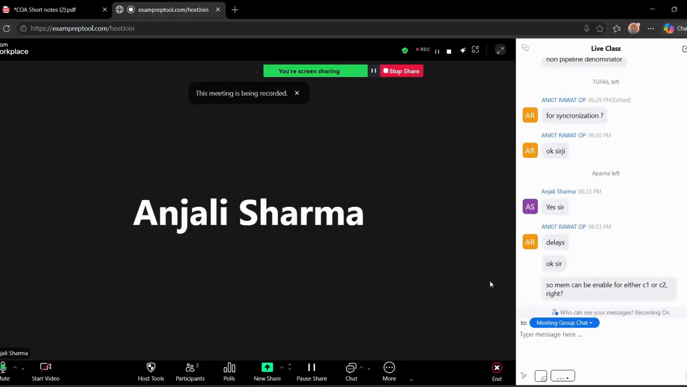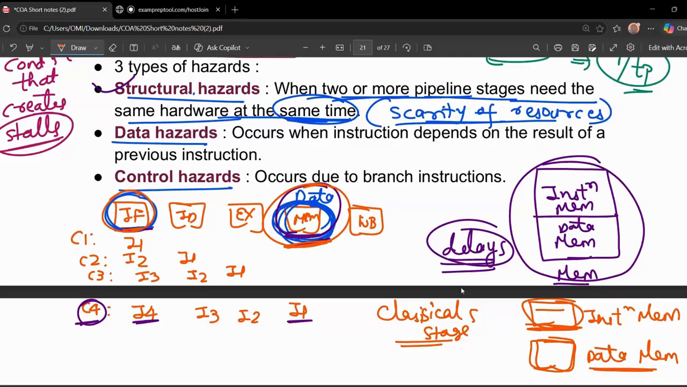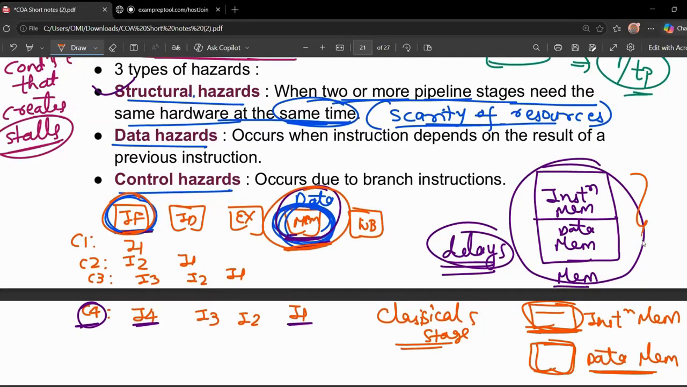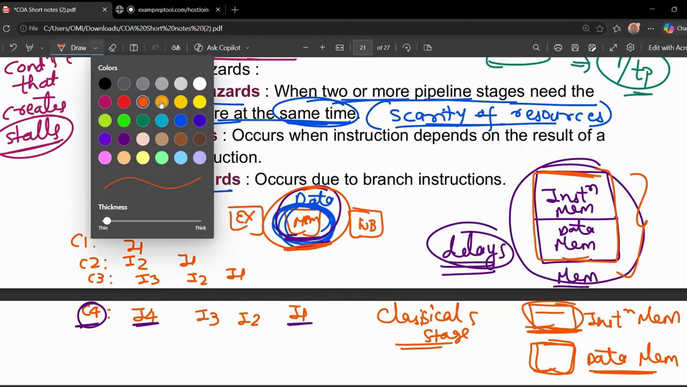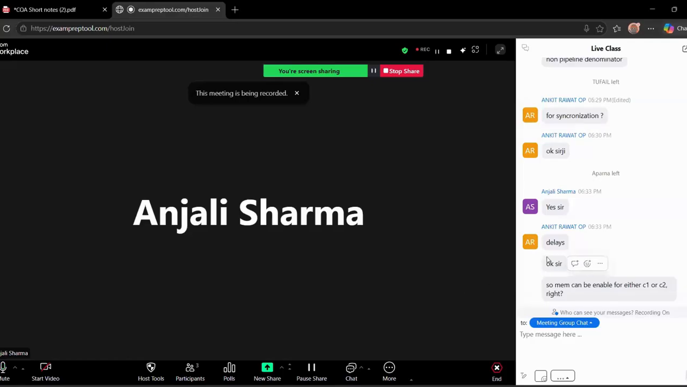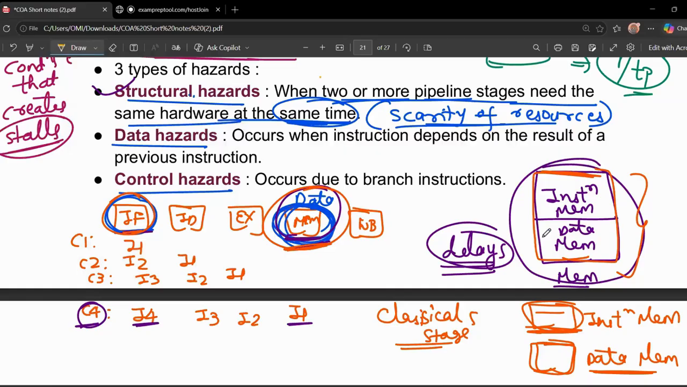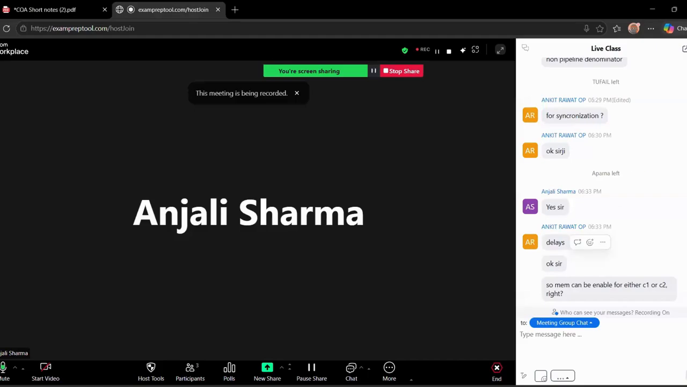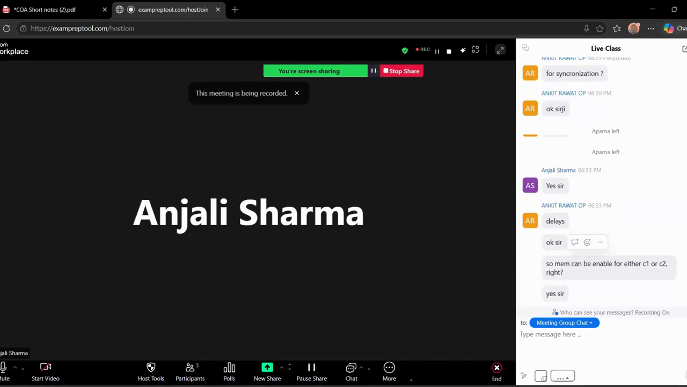Yes, there is one question: memory can be enabled for either C1 or C2, right? Yes, if you have a single memory for both instruction and data, you can enable it. But in a pipeline, what we want is for everything to execute in parallel, right? So if you execute either I1 or I4, then one instruction has to wait. That's why it is creating a stall. Got it? Yes.